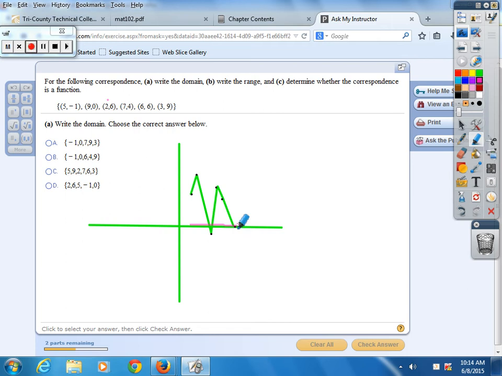9. Let's make sure now. Yeah, 9 right and here. 0. 9 and 0 is there, right there. So 9 and 0. So what's our domain? From 2 to what? 2 to 9. 2 to 9. And I have C.